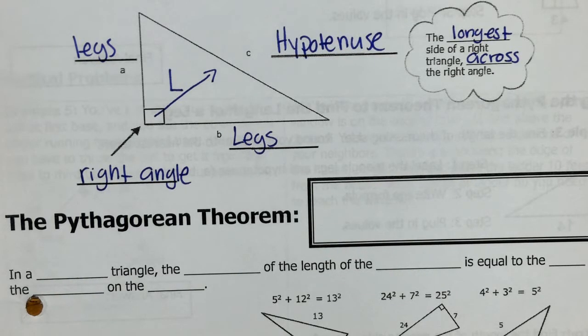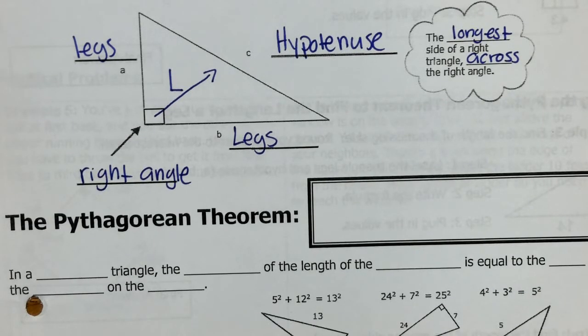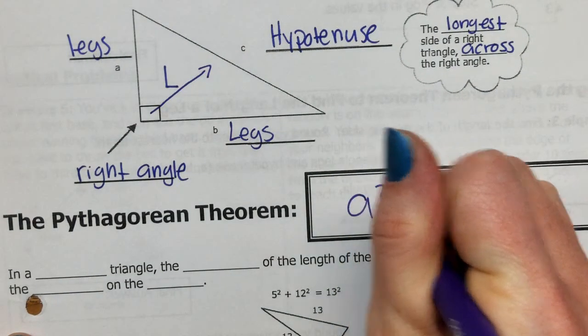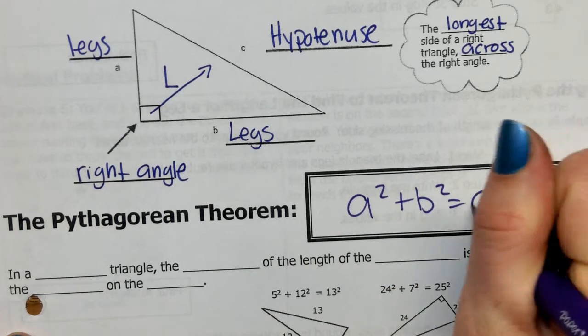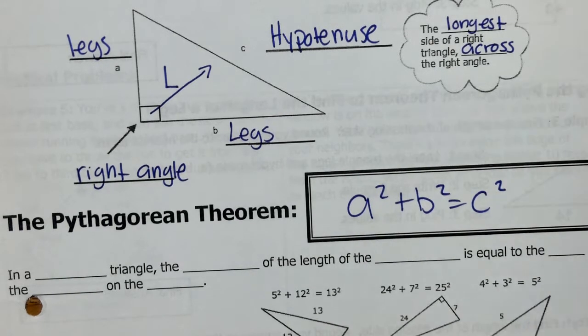Okay. Can someone tell me what the Pythagorean Theorem is? A squared plus B squared equals C squared. What shape is a square? A square is a square.